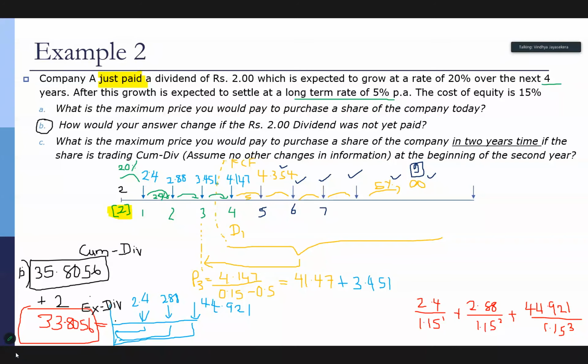Cum div valuation versus ex div valuation. So if you start to pay 35 rupees to buy a share, understand you're never going to recover that 2 rupees. That's what's important. If the dividend has already gone ex div, you're never going to get that 2 rupees. So you're overpaying for the share. Any questions?